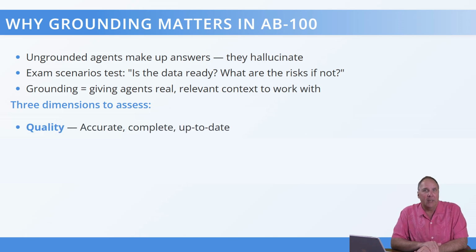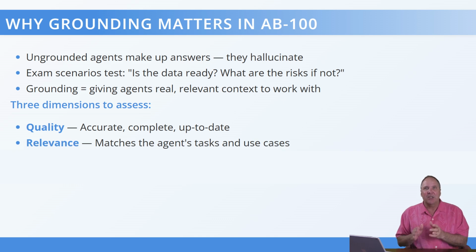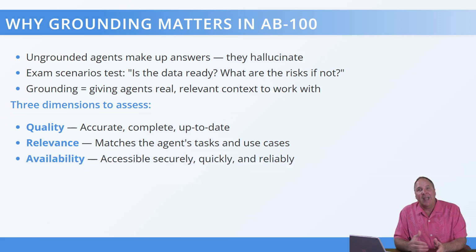First, quality. Is the data accurate? Is it current? If you're pulling from a spreadsheet that hasn't been updated since 2023, that's a problem. Second, relevance. Does it match what the agent is actually trying to do? A knowledge base about product specs might be useless if the agent needs customer service history. Third, availability. Can the agent access it securely, quickly, and reliably? If the data is locked behind permission layers or scattered across different systems, that breaks the agent.